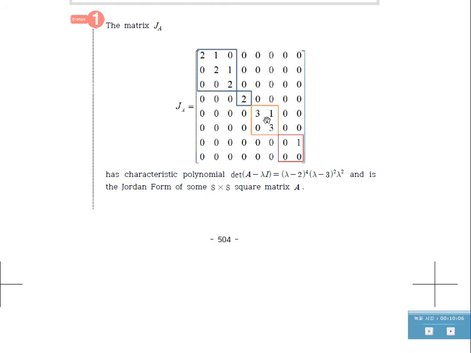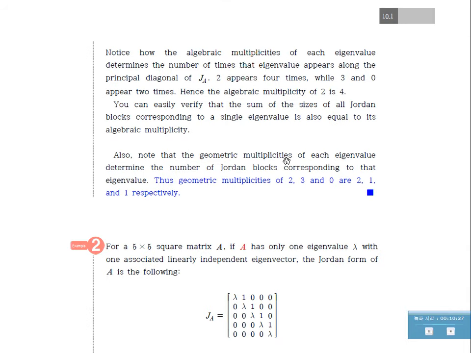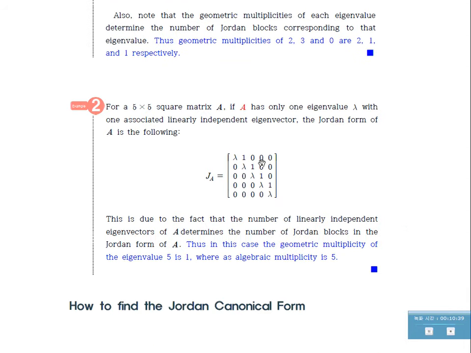But what about this? For 3, we have 1 Jordan block. That means 3 has 1 linearly independent eigenvector. For eigenvalue 0, we have only 1 Jordan block, which means it has only 1 linearly independent eigenvector. So the geometric multiplicity is 1. If you can find the geometric multiplicity, then you know how many Jordan blocks you have corresponding to that eigenvalue. That's what this example says.